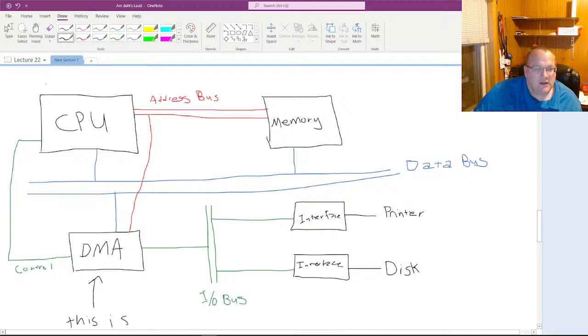Wait, actually, did I make a mistake there? No, I did not. Okay. I was thinking this red one didn't have much to it, but... Okay. Oh, yeah, that's actually really cool.